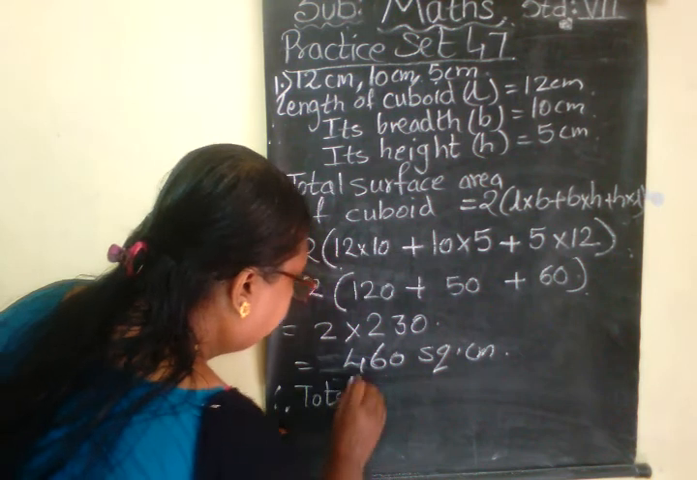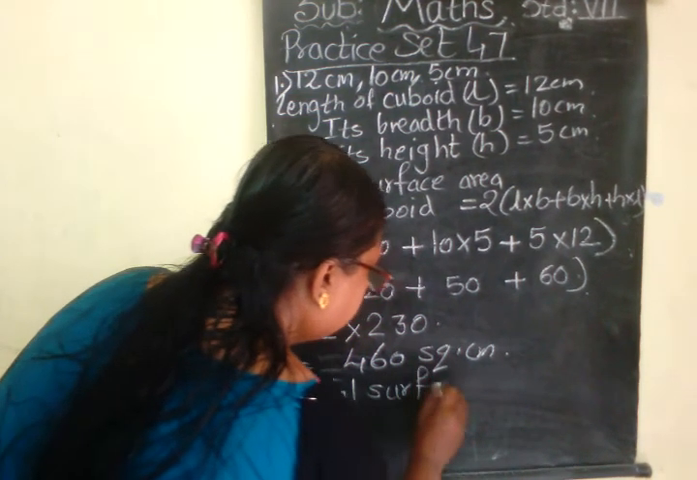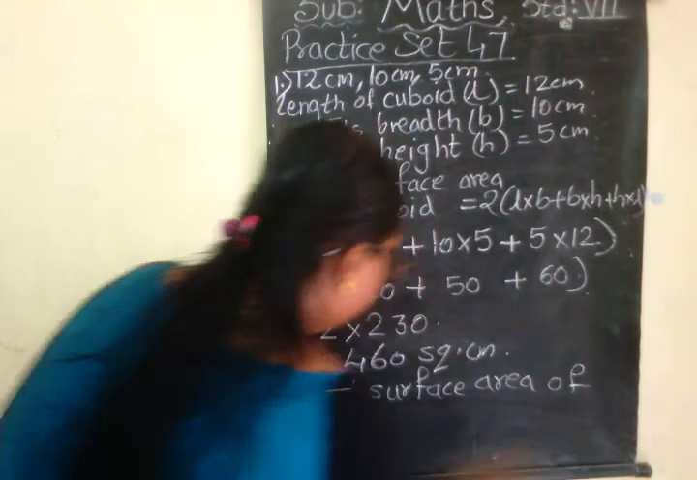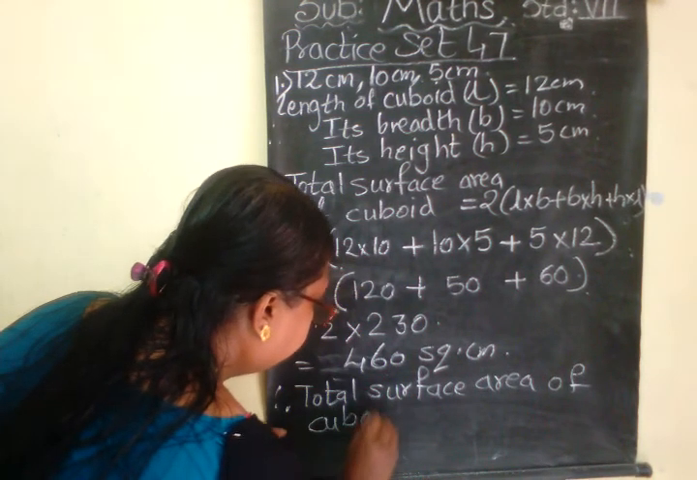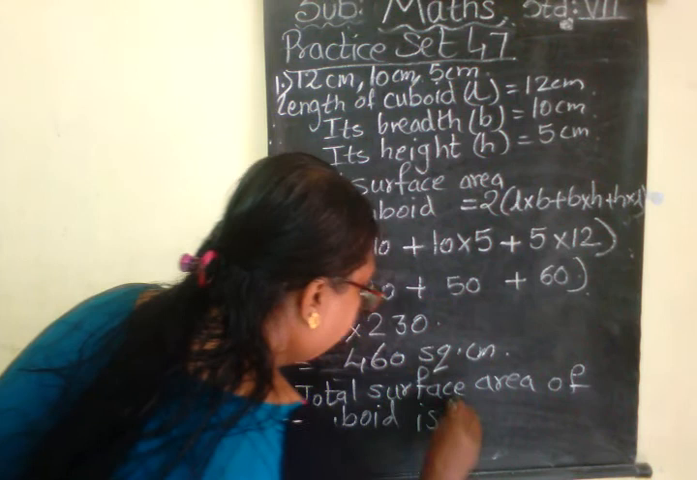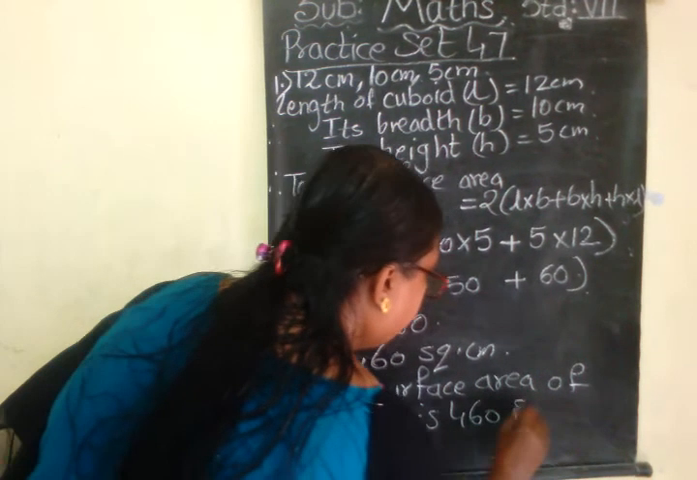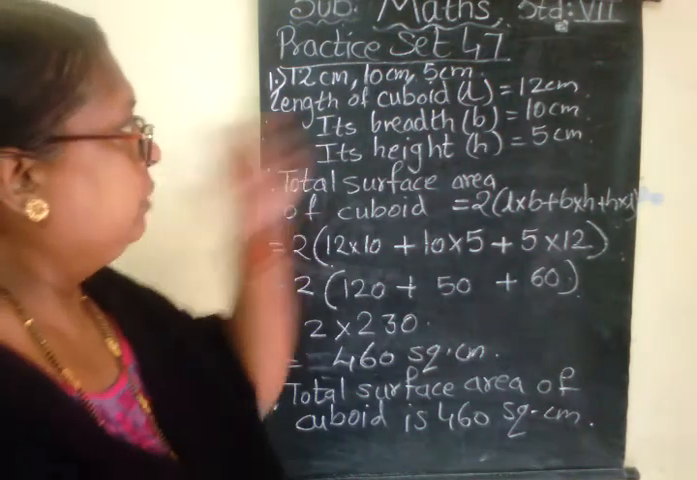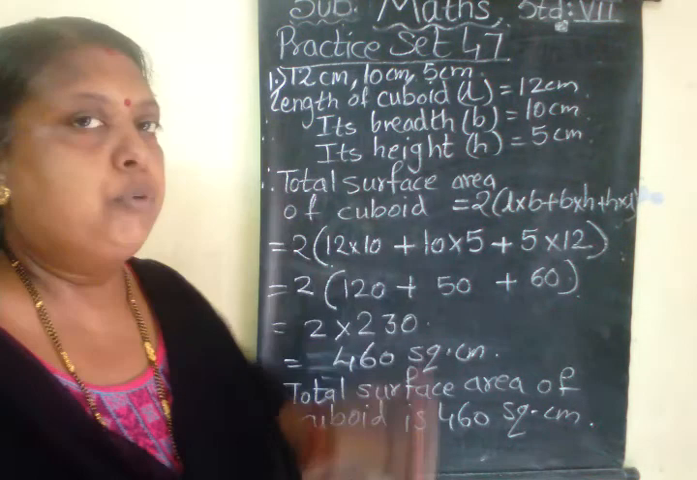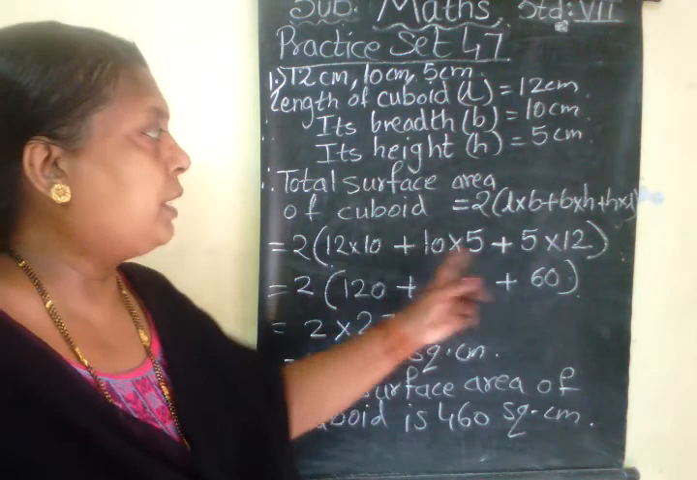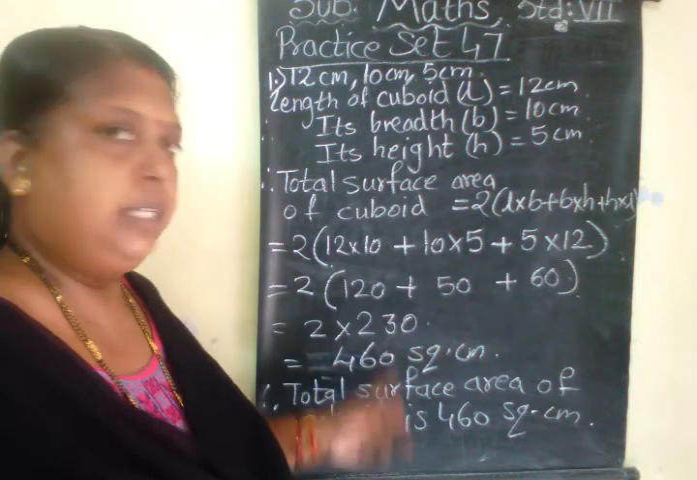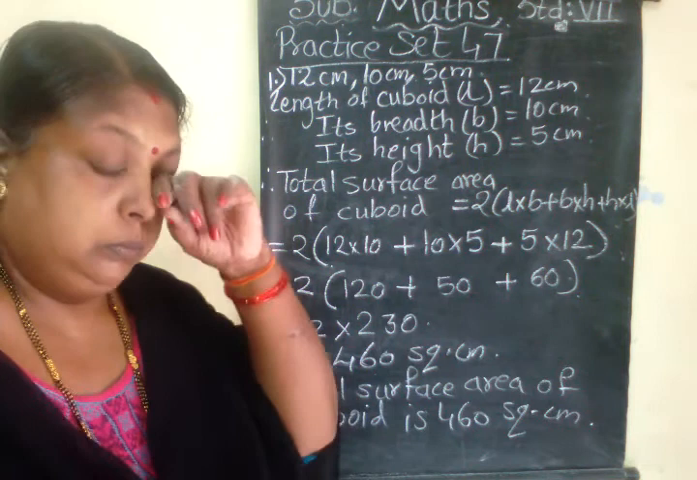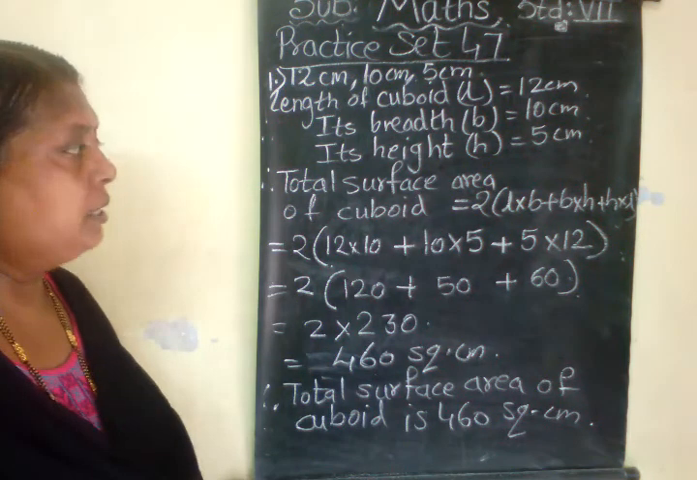So the total surface area of cuboid is 460 square centimeter. Got the answer, children? Very simple answer it is. Just you have to substitute the values correctly, calculate, and then find the answer. So this is the first sum. Take down. I think you have written the answer.